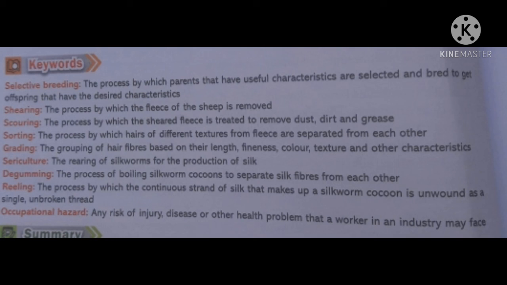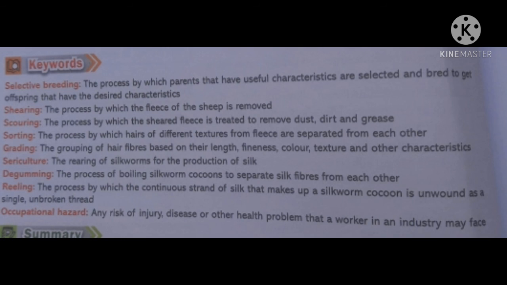Next is scouring. The process by which the sheared fleece is treated to remove dust, dirt, and grease. Next definition is of sorting. The process by which hairs of different textures from fleece are separated from each other. Now grading. The grouping of hair fibers based on their length, fineness, color, texture, and other characteristics is called grading.